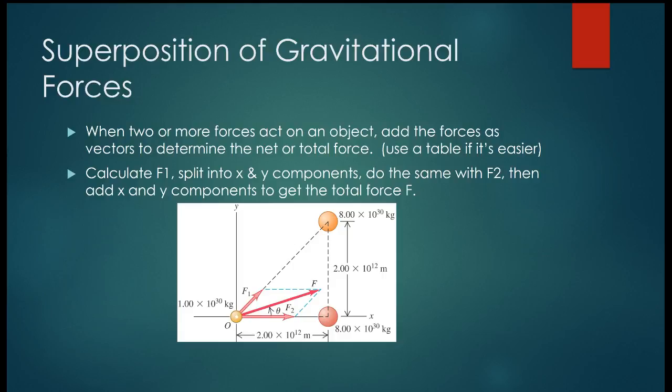So F1 is between this object here and this object here. Hopefully you can see that. And then we split that into x and y components, and we do the same thing with F2, which is between this object and this object right here. And then we add x and y components to get the total force.